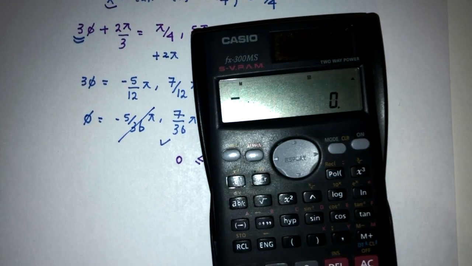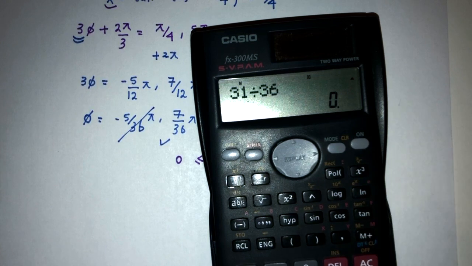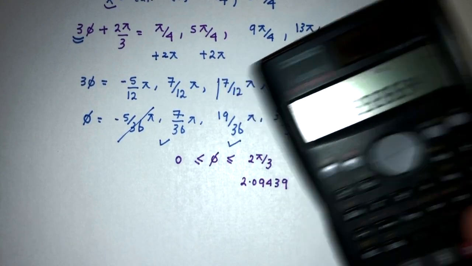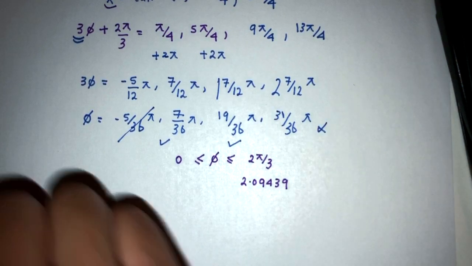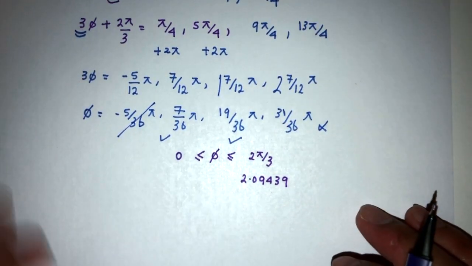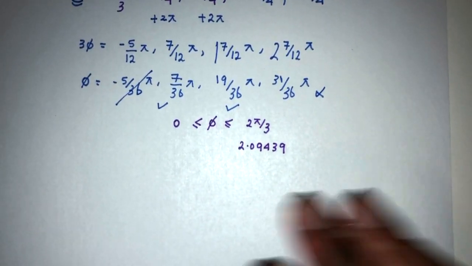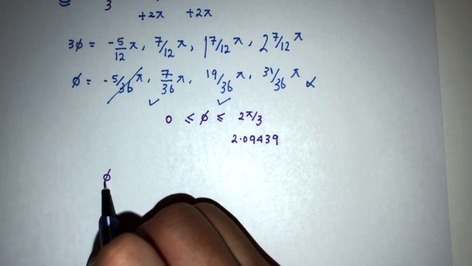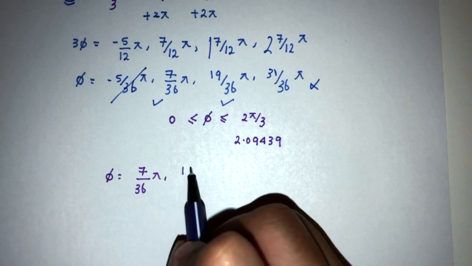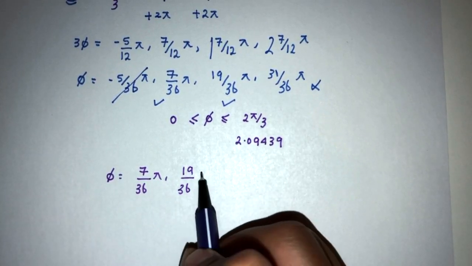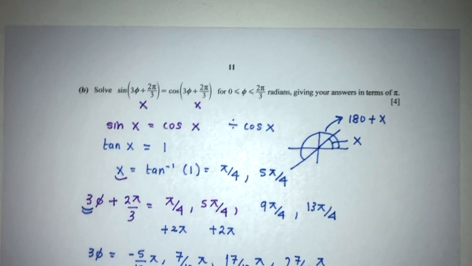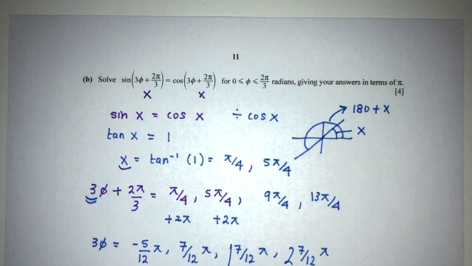And finally 31 divided by 36 times pi, that should be 3.142, which is not good. So that will be outside of the range. So we have only two answers remaining. The exact values will be 7 over 36 pi and then 19 over 36 pi for the value of psi for this question. That is part B of question number 8.